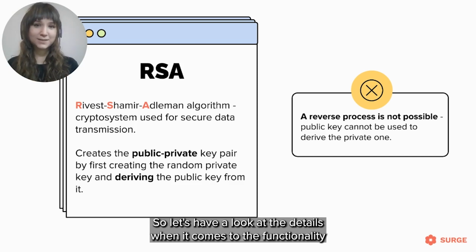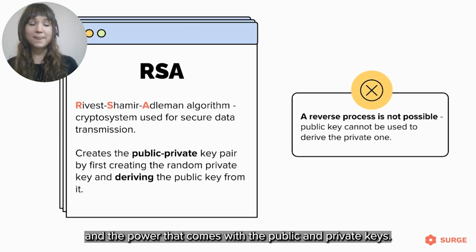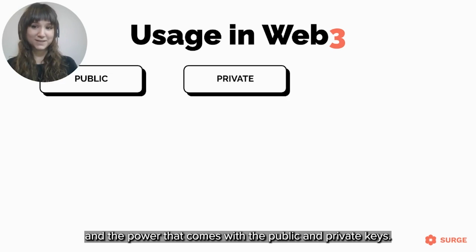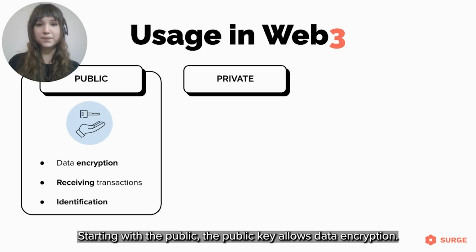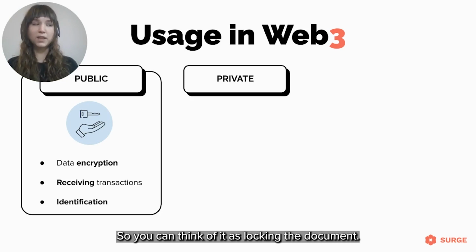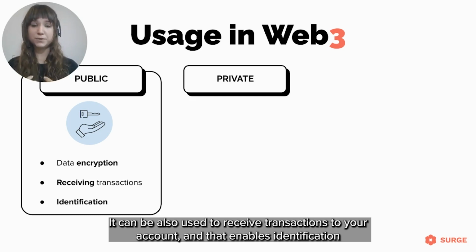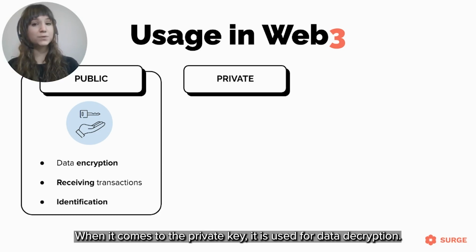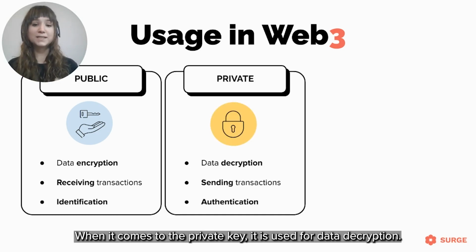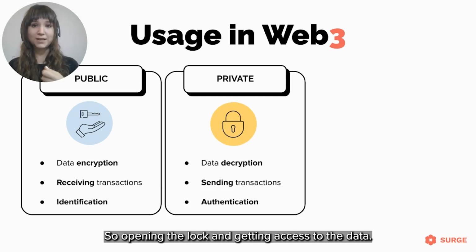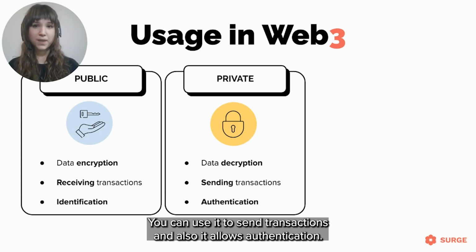So let's have a look at the details when it comes to the functionality and the power that comes with the public and private keys. Starting with the public key, it allows data encryption. You can think of it as locking the document. It can also be used to receive transactions to your account, and it enables identification. When it comes to the private key, it is used for data decryption, so opening the lock and getting access to the data. You can use it to send transactions, and it also allows authentication.